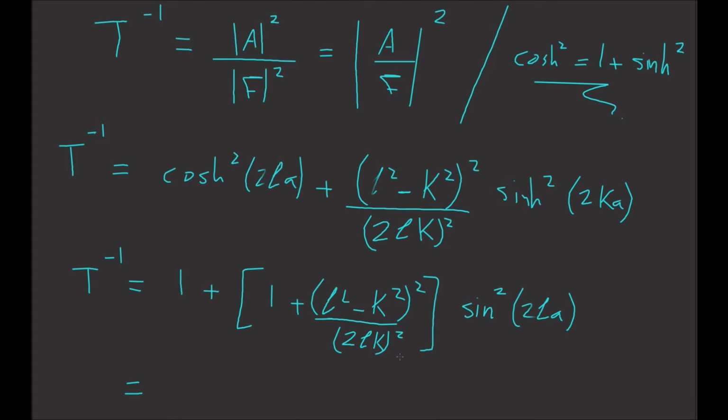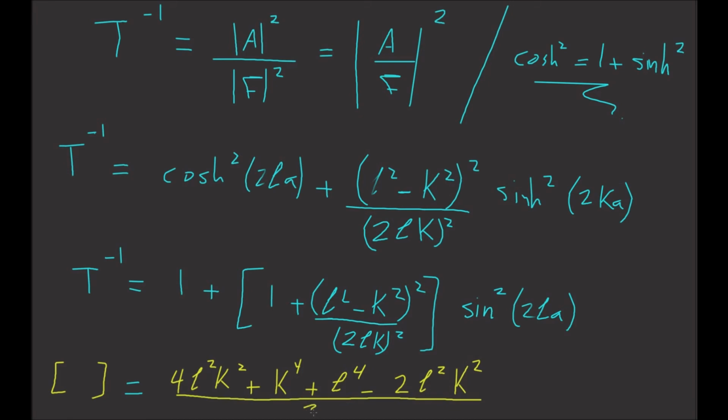let's take a look at this piece here, the piece in the bracket. Let's do this in yellow. So this piece in the bracket, this is the same as, if we want to expand it, let's go ahead and expand that. So we have 4 l square k square plus k to the fourth plus l to the fourth minus 2 times l square times k square, divided by 2 times l times k, that's squared.